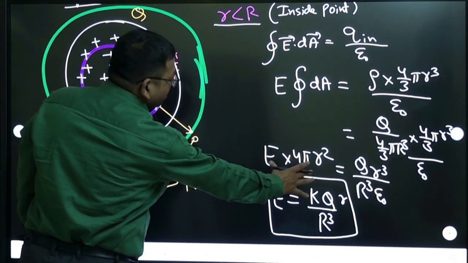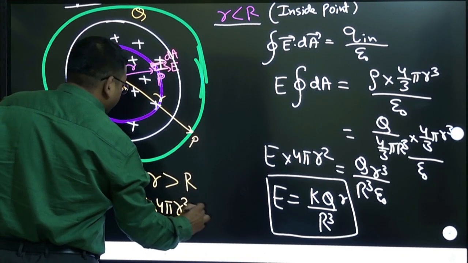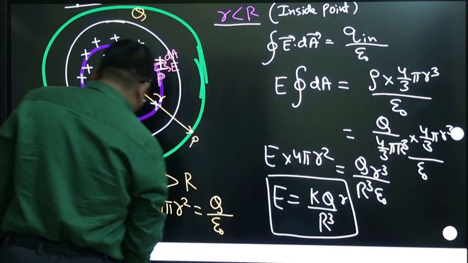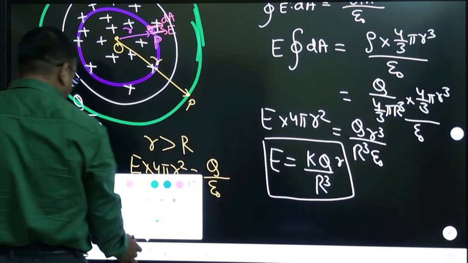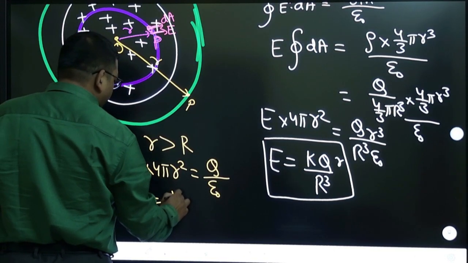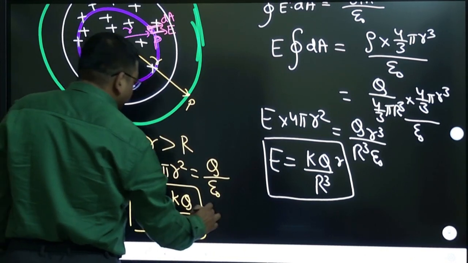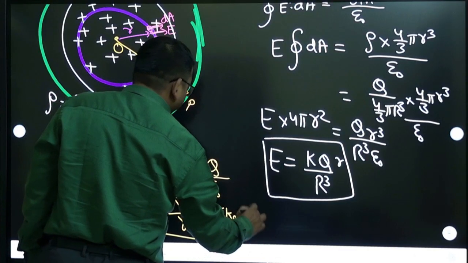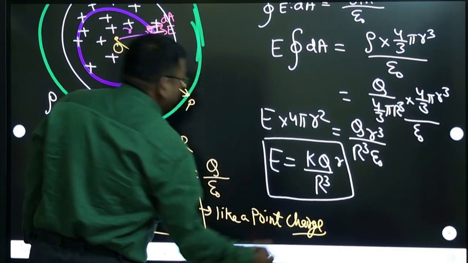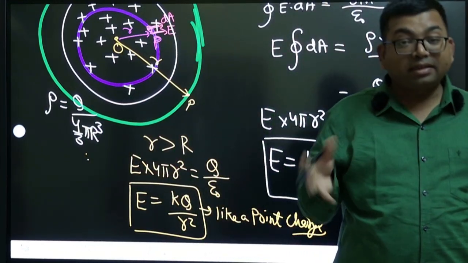This step up to here will be the same. So E into 4 pi r square is going to be the total charge inside, the total charge by epsilon naught. I am just skipping some steps. The electric field comes as 1 by 4 pi epsilon naught, that is k q by r square. This is like a point charge. That means the field outside is like a point charge. That is the shell theorem.